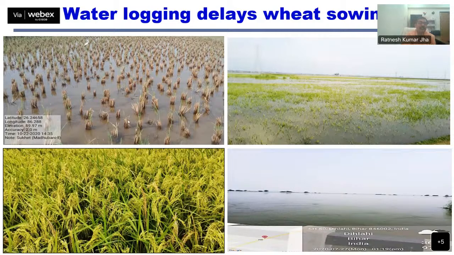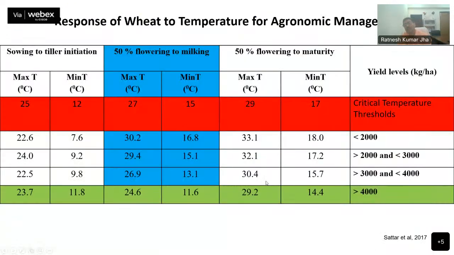And in the first slide, the rice harvesting has been done well in time by the end of October, as per our program, as per our climate, but still water logging is there. I mean, you cannot sow wheat in time. So in all the situations, wheat sowing is being delayed, and it is going to be affected by the terminal heat.